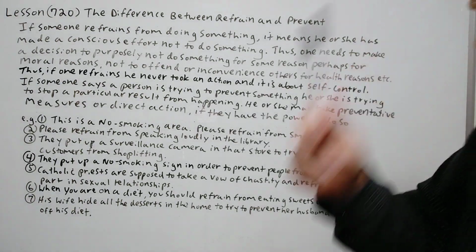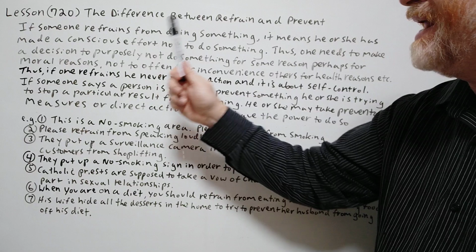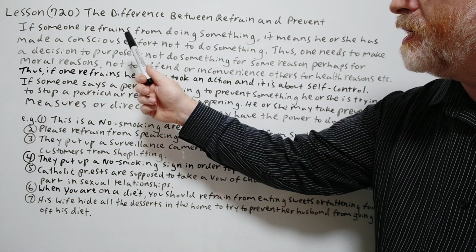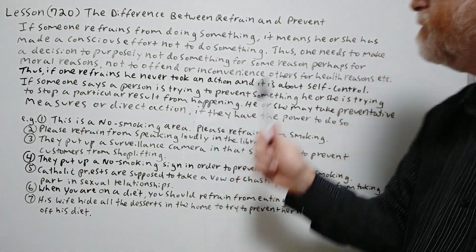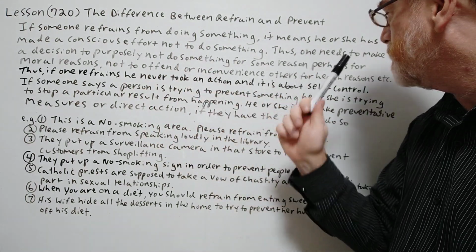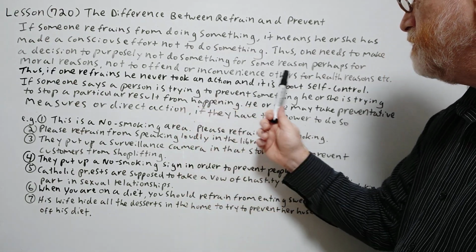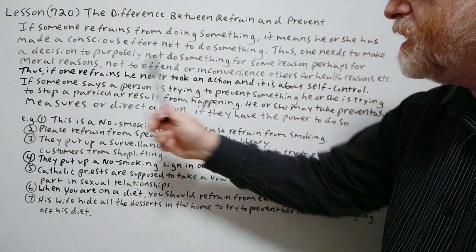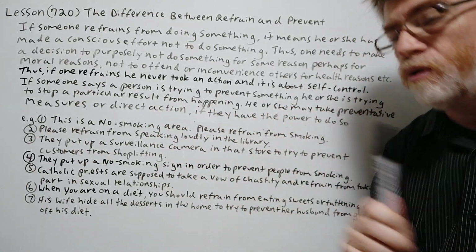Let's get right to it. If someone refrains from doing something, it means he or she has made a conscious effort not to do something. All right, the key words here are conscious effort. They're trying to decide not to do it. Thus, one needs to make a decision to purposely not do something for some reason, perhaps for moral reasons, not to offend or inconvenience others, for health reasons, etc. Thus, if one refrains, he never took an action, and it is about self-control.